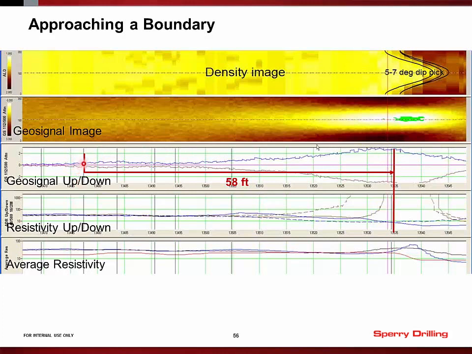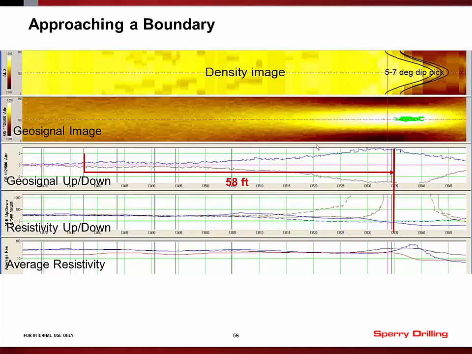Penetration, we actually start to see some separation in the geosignal data. That's 58 feet measured depth along the borehole. In practice, that's actually a fairly short example. We often see cases where we may see many hundreds of feet early warning before the boundary is actually penetrated. It all depends on the angle of attack.